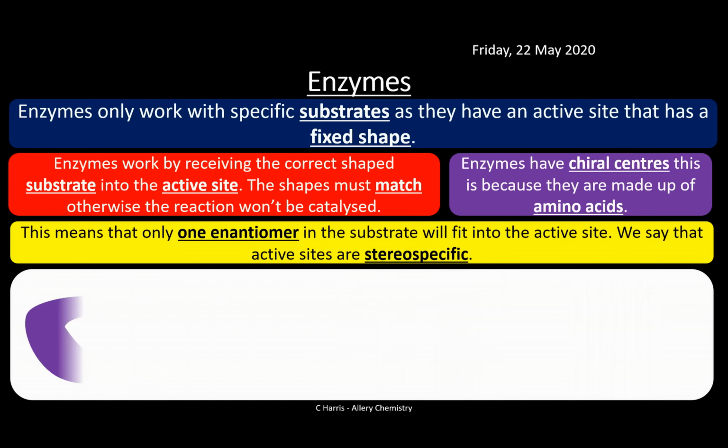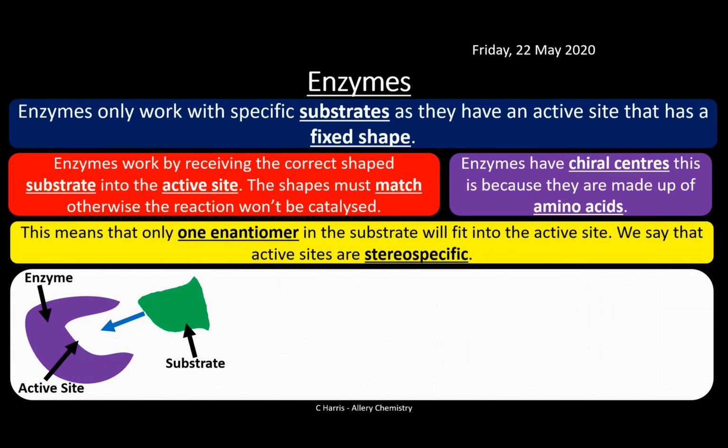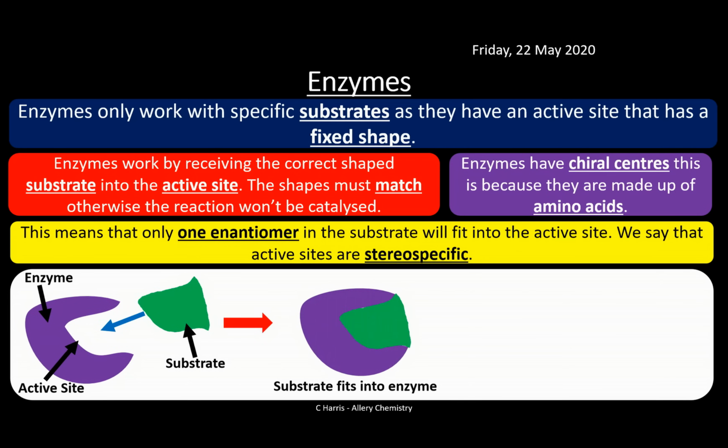But let's have a look at the mechanism anyway. We just need to know that it's stereospecific. So you can see we've got our active site, our enzyme, and our substrate. Now the substrate is going to approach the enzyme, and it's going to lock into the enzyme. We call this a lock and key model, but I'll come on to that in a minute. So this one fits perfectly, so that's fine. Once it fits in, then reactions can occur.